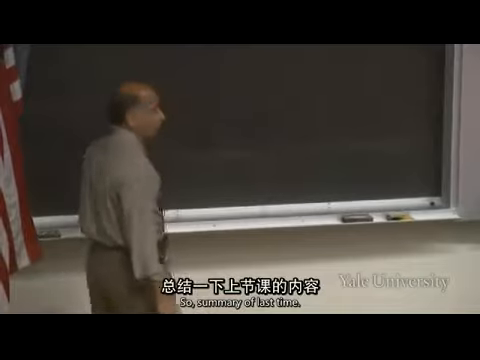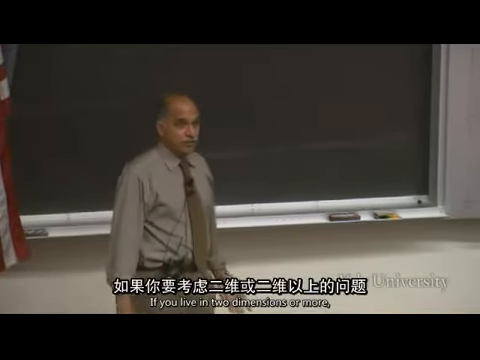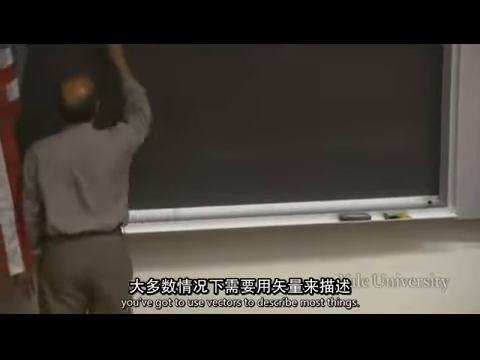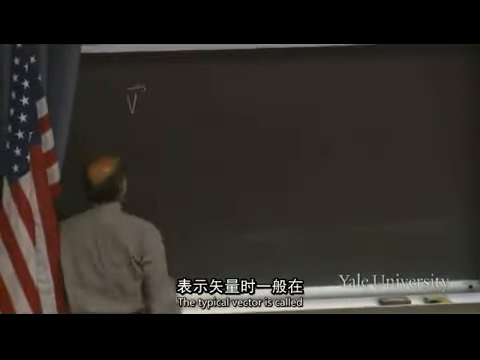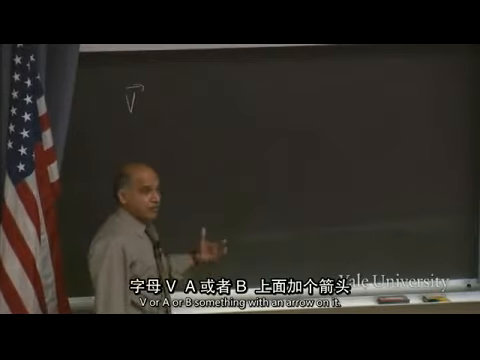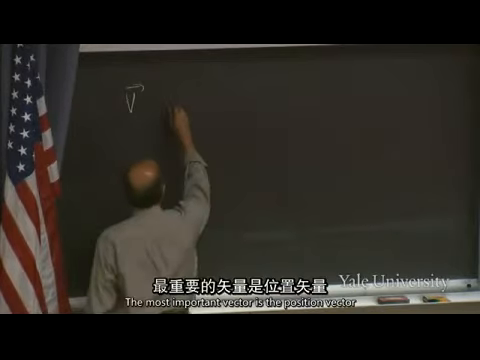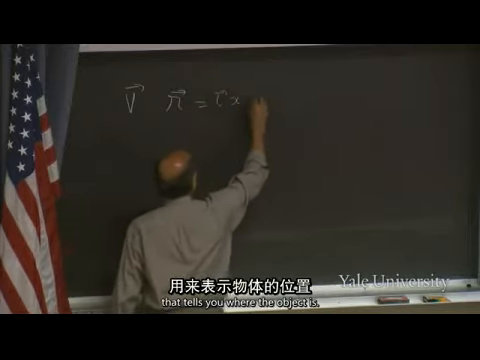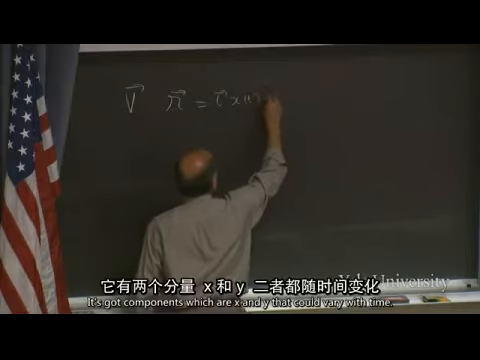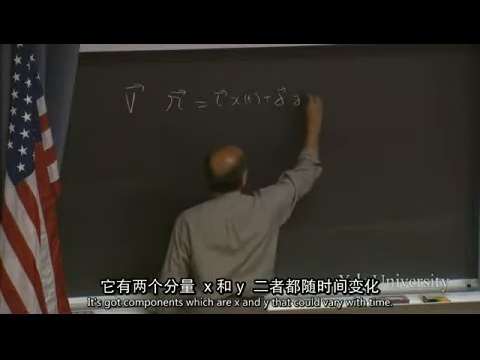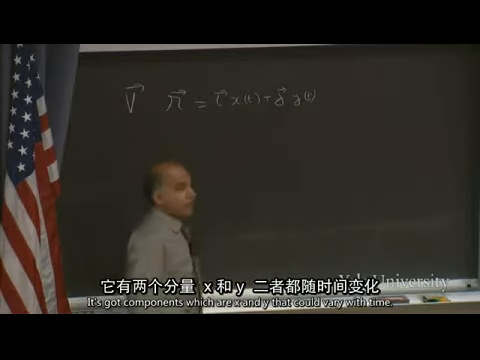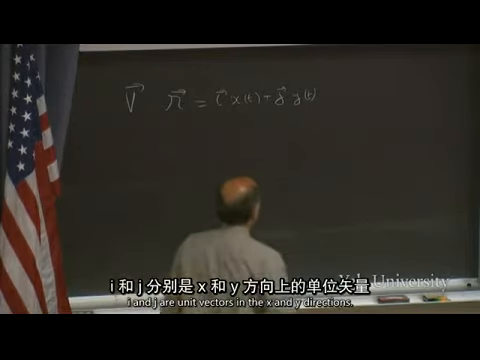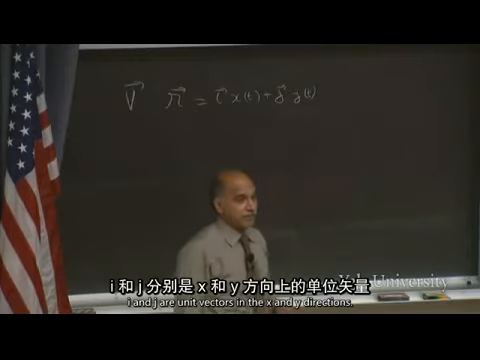All right, so summary of last time. If you live in 2 dimensions or more, you've got to use vectors to describe most things. A typical vector is called V or A or B, something with an arrow on it. The most important vector is the position vector that tells you where the object is. It's got components, which are x and y, that could vary with time. i and j are unit vectors in the x and y directions.